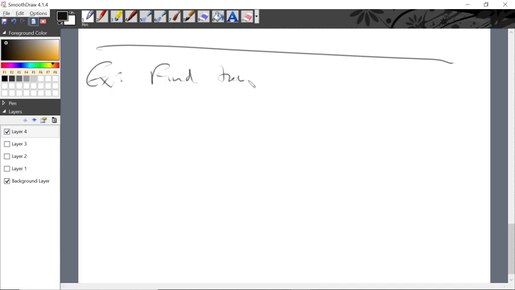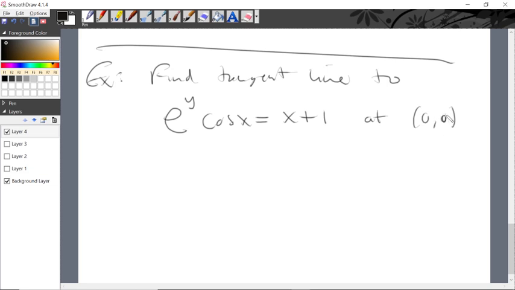Okay. Find the tangent line equation to e to the y times the cosine of x is equal to x plus 1 at the point 0, 0. So this function here is a combination of exponential, trigonometric, and polynomial. All 3 of those thrown together here.